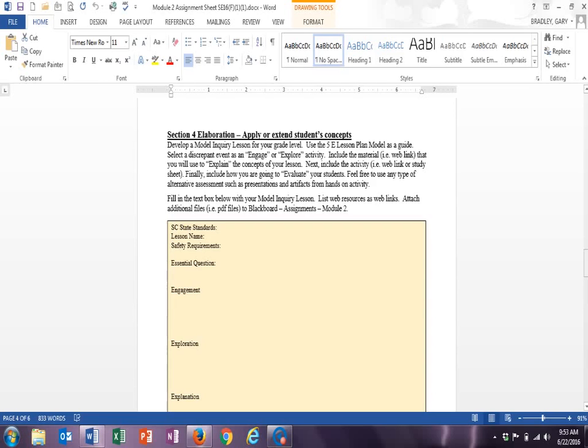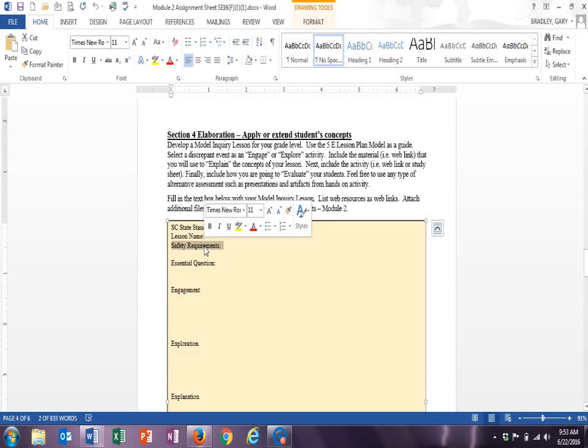Of course, this can be a lab, but think about the concepts that you want to have. Think about the science standards, South Carolina State Science Standards, and how you're going to meet those science standards using an inquiry model lesson, and that's what I'm looking for. Your lesson name, any name that you pick is going to be fine.